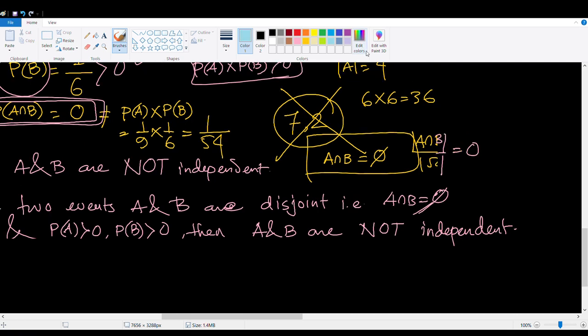Now, if you want to see similar examples, you can check example 1.9 and 1.10 from chapter 1 of Ritcher's elementary probability book.